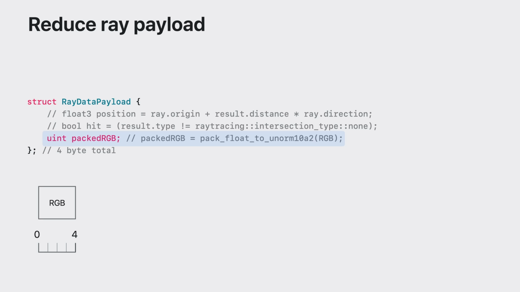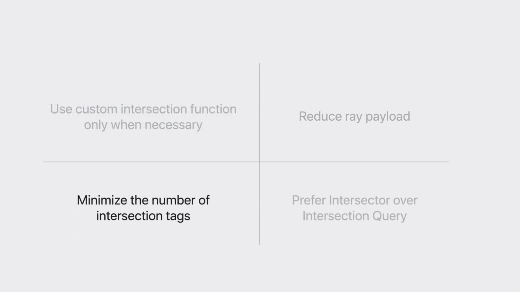And then to reduce the size further, the RGB color can be packed to 4 bytes in the intersection function using the packing methods in Metal Shading Language. In this example, the ray payload structure started off with a size of 48 bytes and reduced to 4 bytes. By using such methods, you can optimize your ray payload to improve the ray tracing performance. Like ray payload, intersection tags also affect ray tracing performance in a similar way.